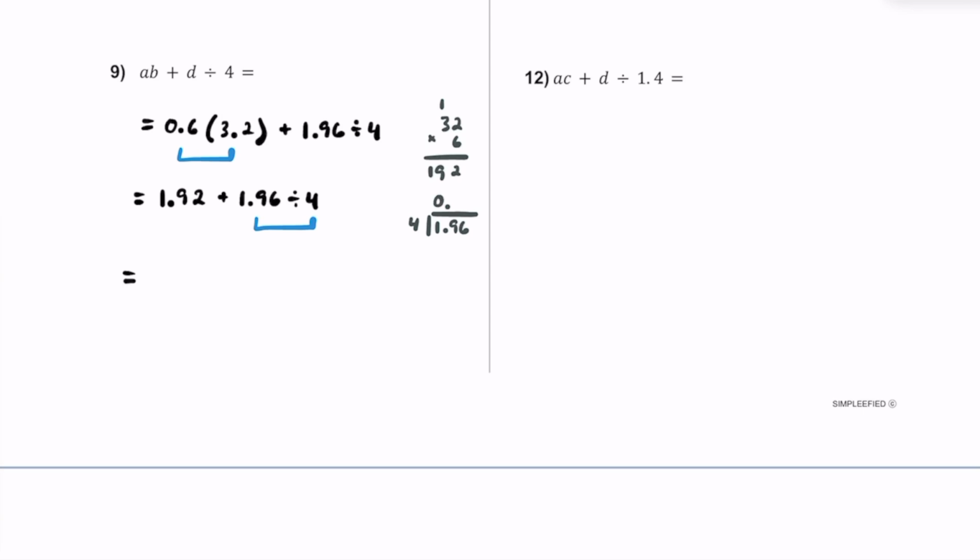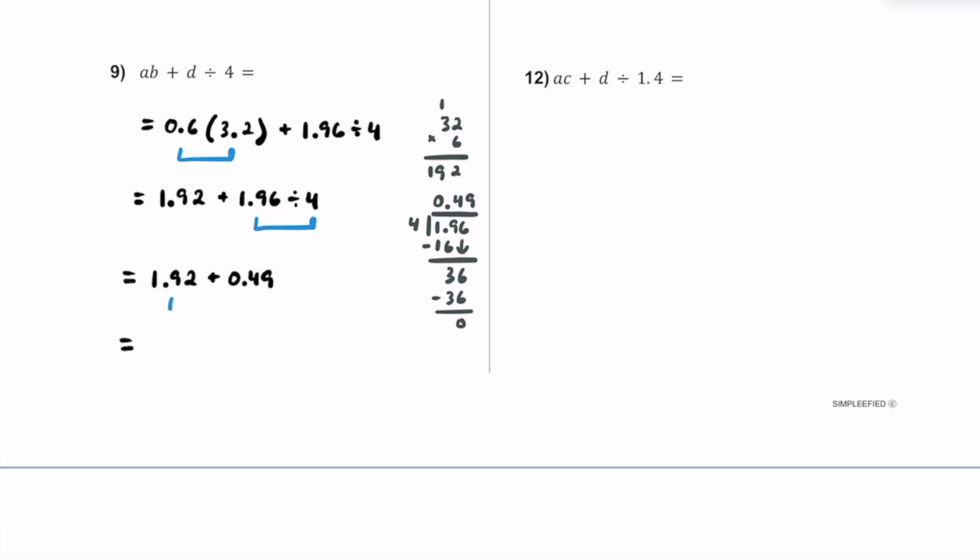Well, 4 goes into 19 4 times. 4 times 4 is 16. And we have a remainder of 3. If we bring down the 6 here, 4 into 36 is going to be 9. So it looks like this is going to go nicely, and we're going to get 0.49. So we have 1.92 plus 0.49.